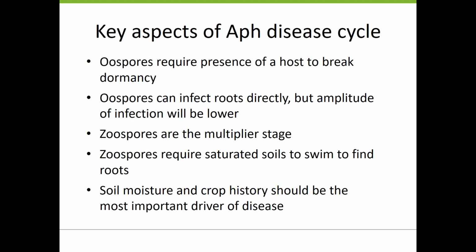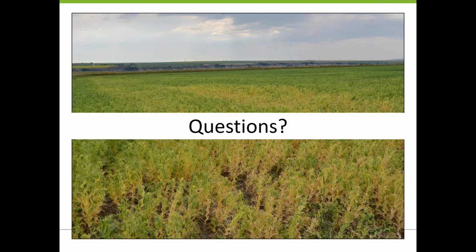And that's why, when I showed the survey results, we can see that there was a big difference between a wet year and a dry year. And so what we can see is that the soil moisture and the crop history are really the most important drivers of disease. So I'll pause here for the first round of questions if there are any out there.